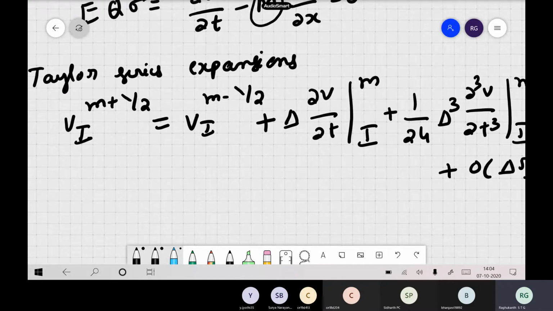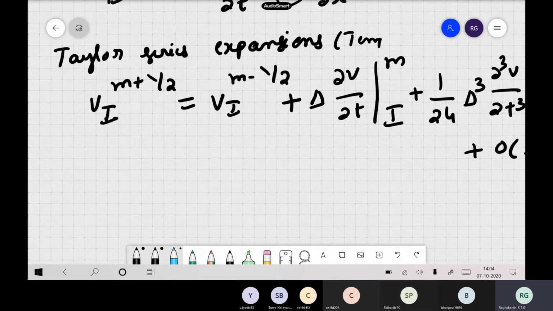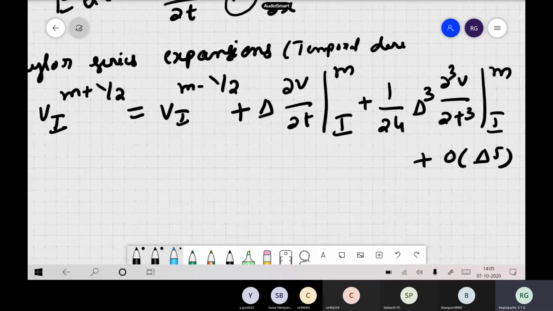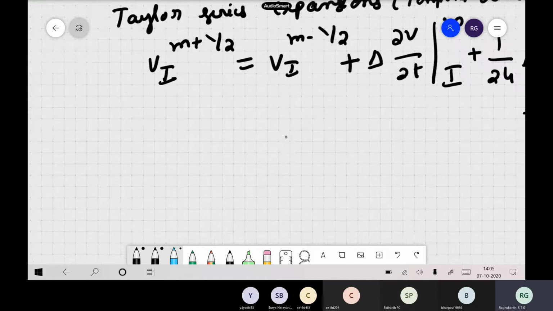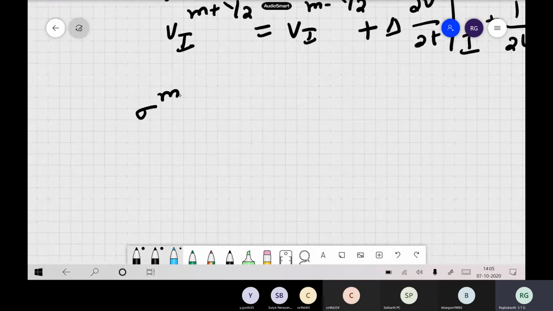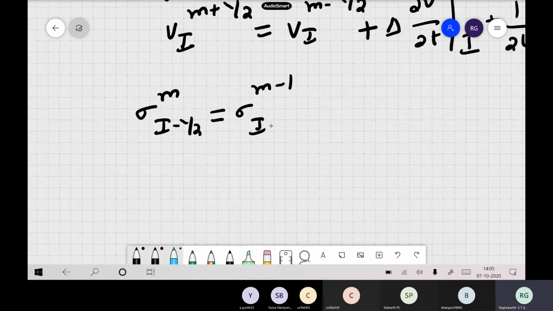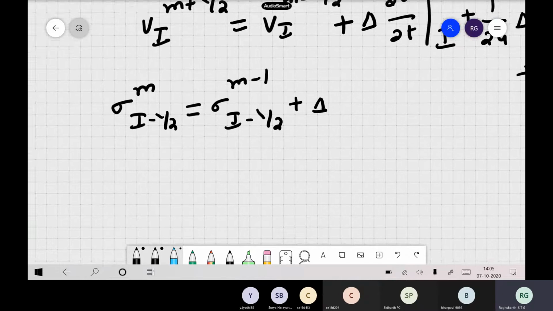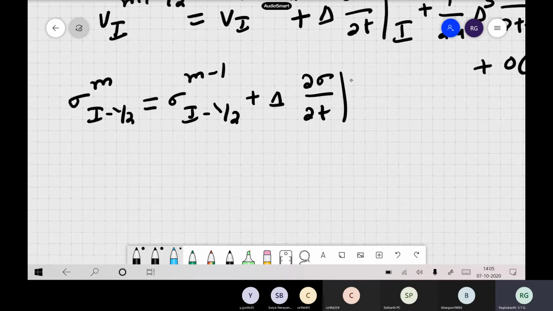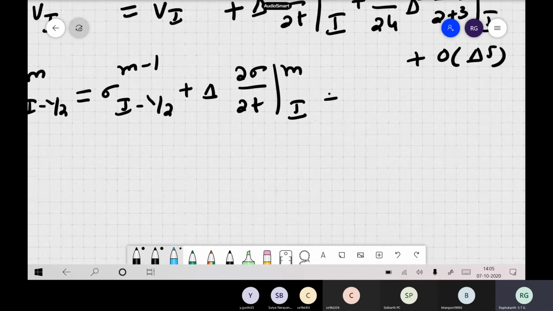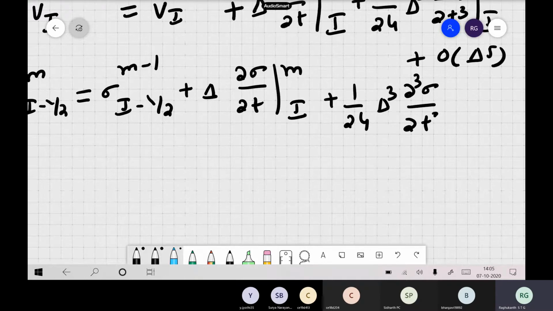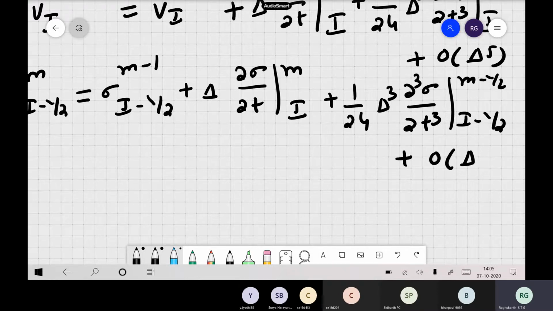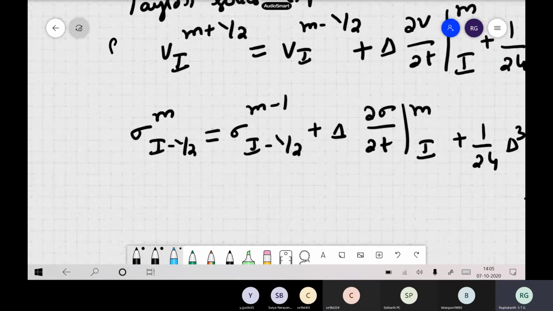Similarly, if you write for stress, with the same notations, we can write σ at m, i minus half, equals σ at m minus 1, i minus half, plus delta t times ∂σ/∂t at m and i, and with the higher order terms also we have 1/24, everything remains the same as the velocity temporal derivative, ∂³σ/∂t³ at m minus half, i minus half, plus higher order terms of the fifth order. These are the two Taylor series expansions for the temporal derivatives.